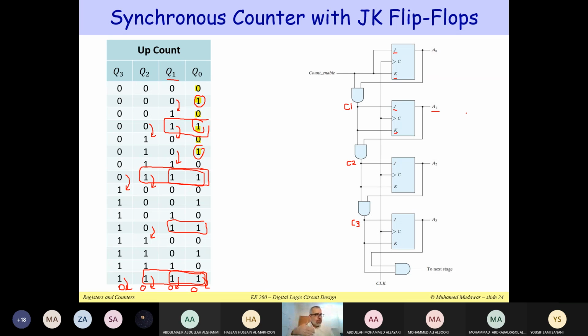No, they don't use the JK. What type of flip-flops do they use? 99% of the designs will use the D type. Okay, maybe a T type, T flip-flop. JK, forget about it. In your course, in the EE200, they use the JK as number 1. In the industry, they use the D type as number 1.